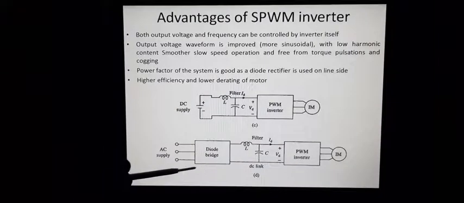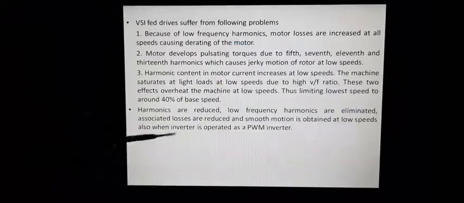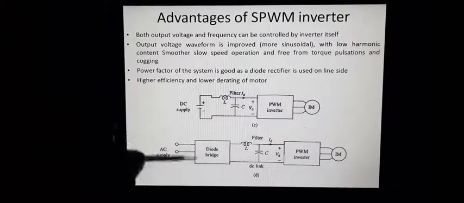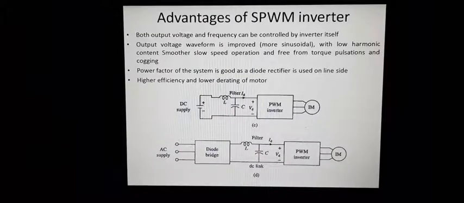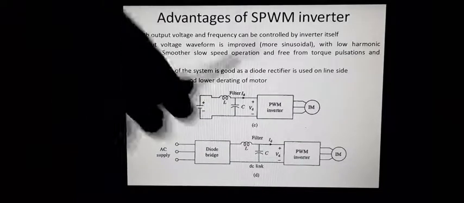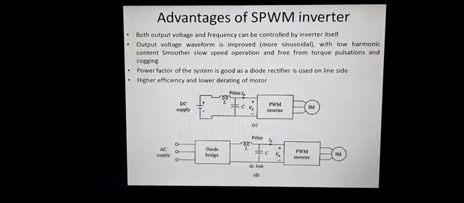Similarly, if you are seeing the second circuit, that is when the supply is AC. In the previous case, we have used a control rectifier. In this case, we don't have to use a control rectifier, we can use a diode bridge rectifier. The difference is, if you are using a control rectifier, you will be able to obtain the variable DC at its output. If you are using diode bridge rectifier, you will definitely get a constant DC at its output. So here also you can see, there we used 6-step inverter, here we are using PWM inverter. So the changes in the circuit arrangement is also there.